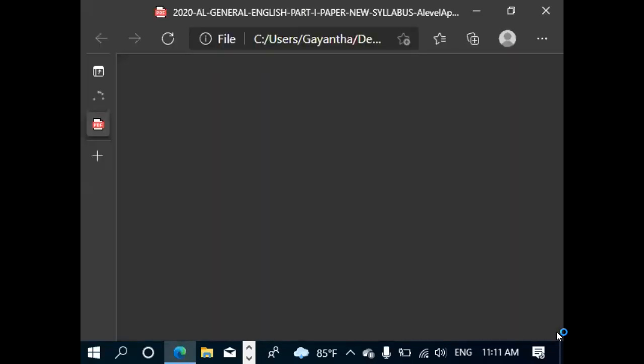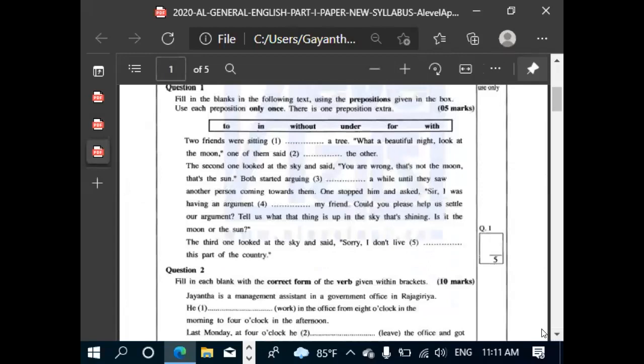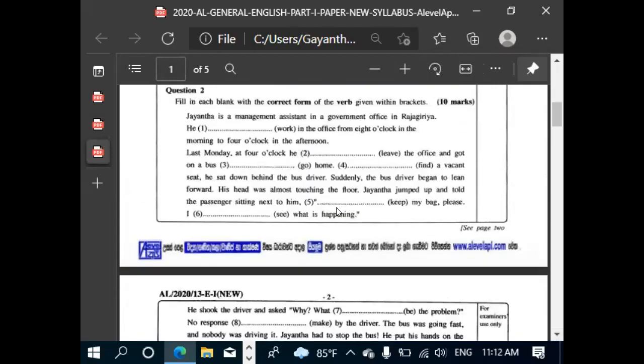Question number 2 of General English paper 2020. We discuss: fill in each blank with the correct form of the verb given within brackets. Jayanta is a management assistant in a government office in Rajagiriya. He blank, within brackets work, in the office from 8 o'clock in the morning to 4 o'clock in the afternoon. What is the answer for the first blank? Yes, works.